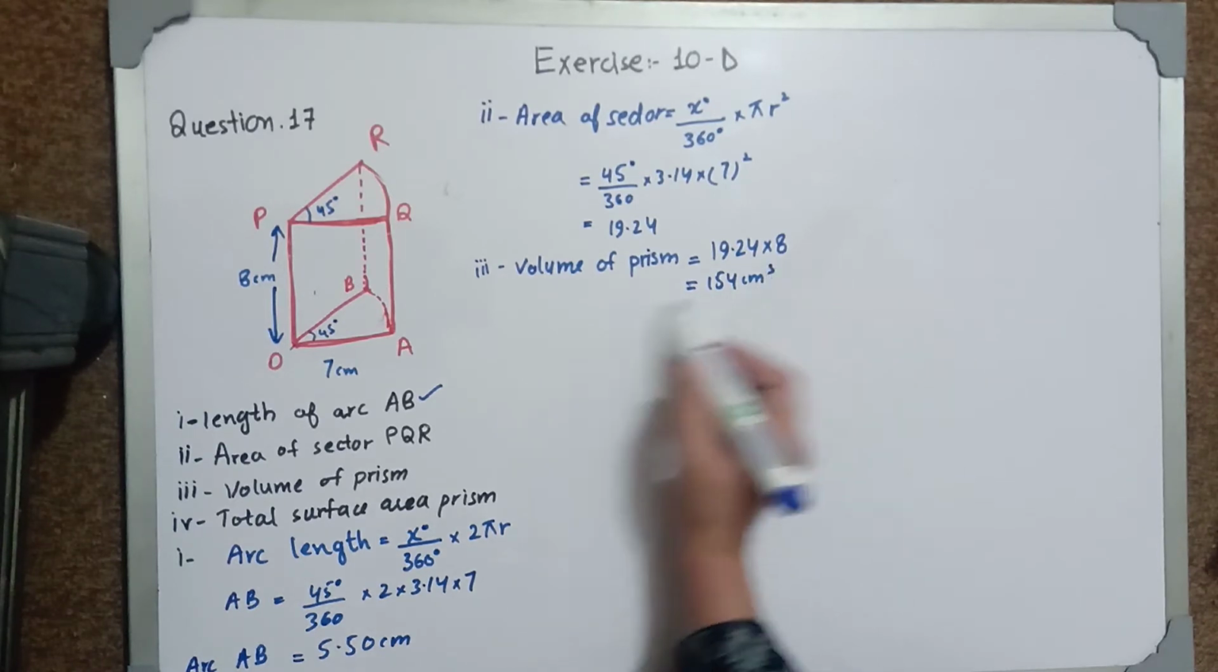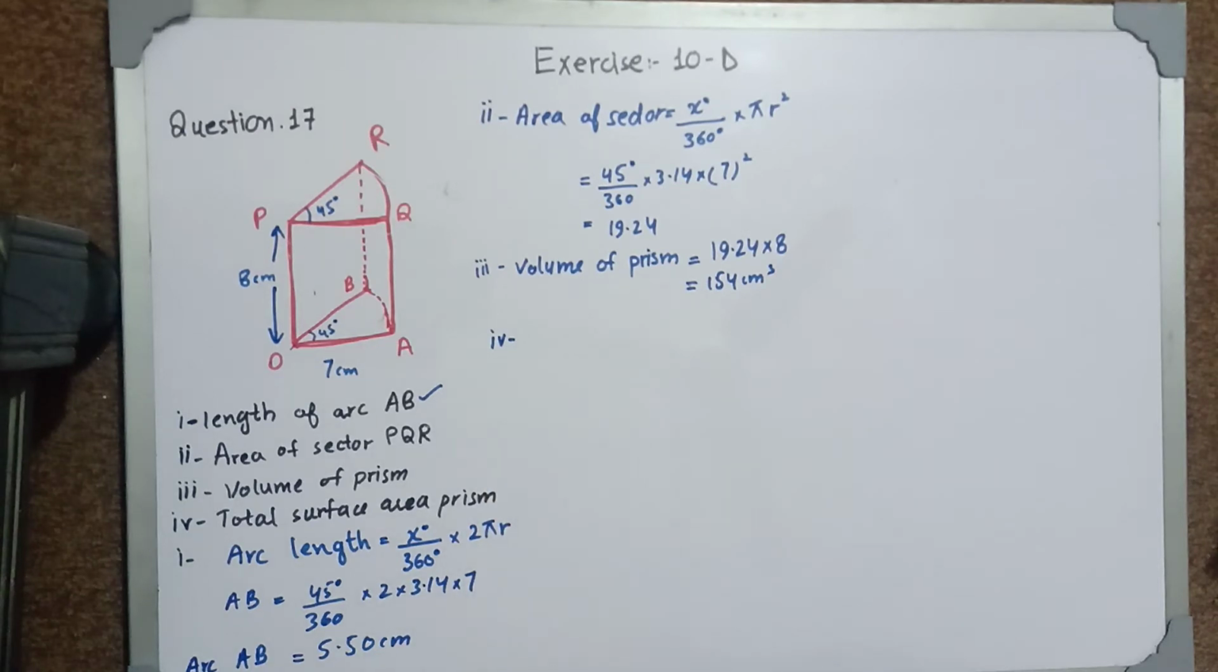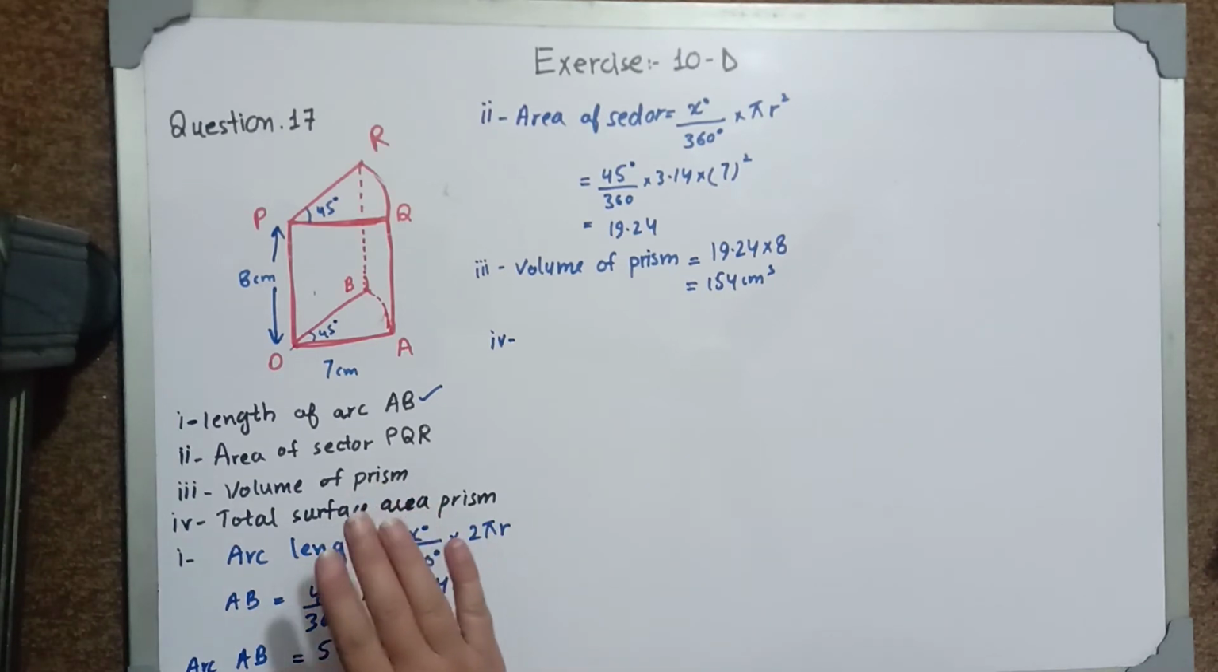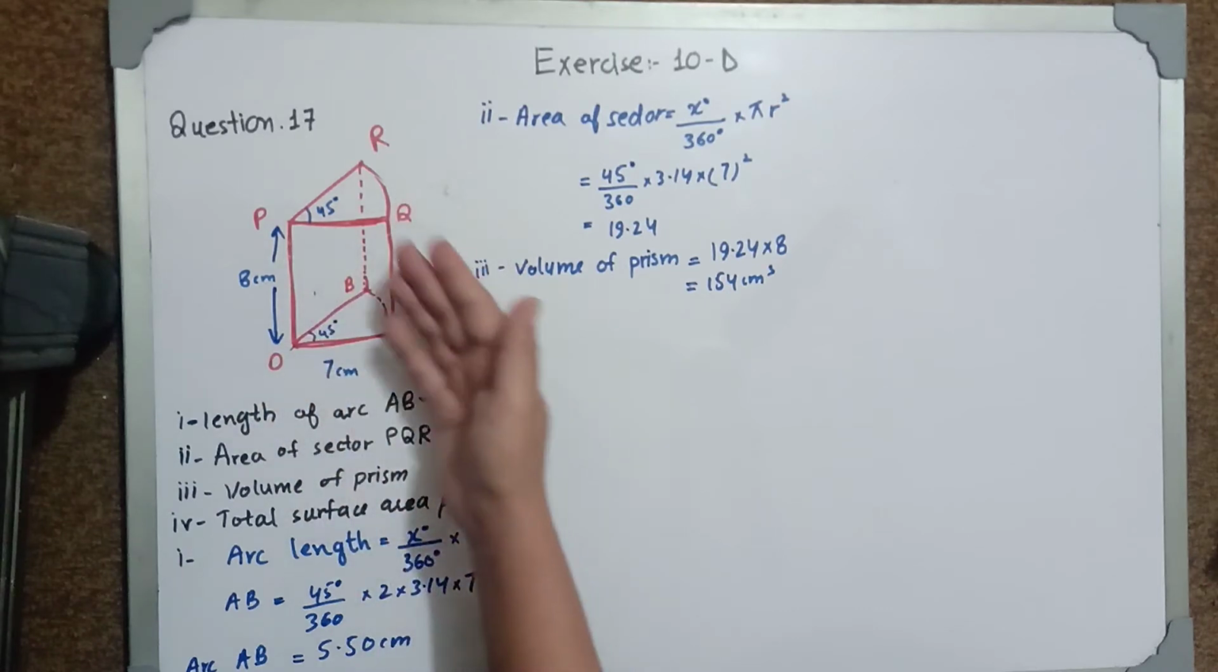Okay, so now let's move to the fourth part of this question, which states that find the total surface area of the prism. Now, do not get confused with the volume. I'm sure you all would be familiar with that. That volume is the space that any object occupies, right? Whereas surface area is the total surface areas of all the sides of that figure.